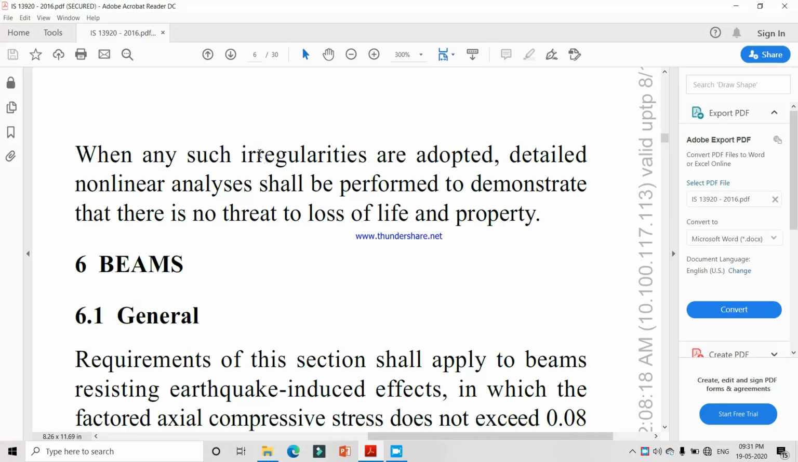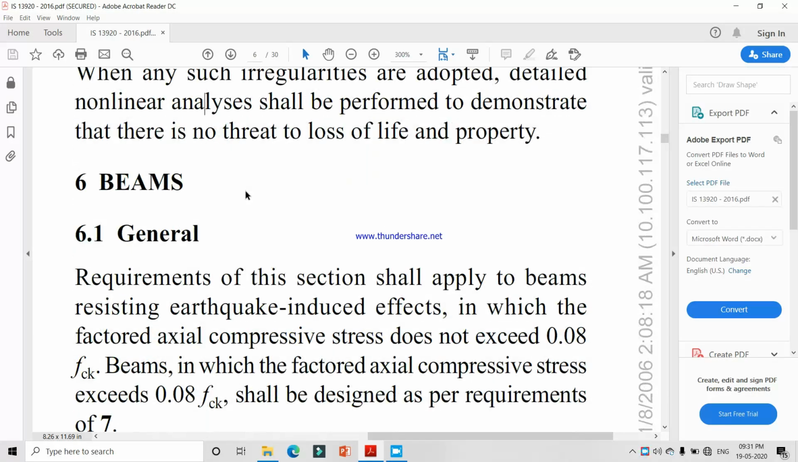If we require any kind of irregularities, it is considered as a non-linear analysis, that means response spectrum analysis and time history analysis, and it will resist earthquake force.